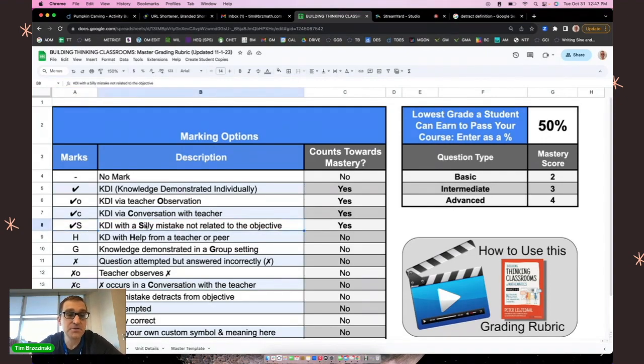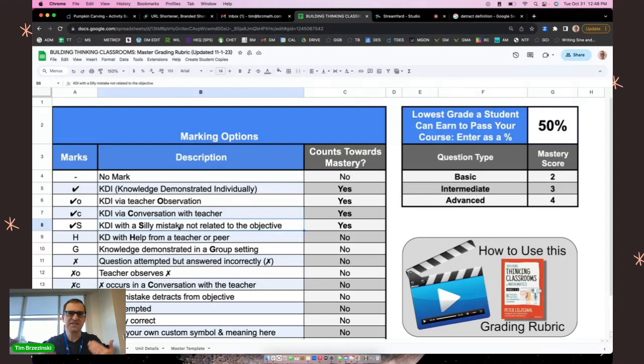Right here, we added a brand new check, check sub S, which means knowledge was demonstrated individually with a silly mistake that's not related to the objective. For example, let's suppose a student was finding the distance between 2 points in the coordinate plane. They set it up, did the Pythagorean theorem correctly, and the answer came out to be the square root of 99. But the student simplified the radical incorrectly.